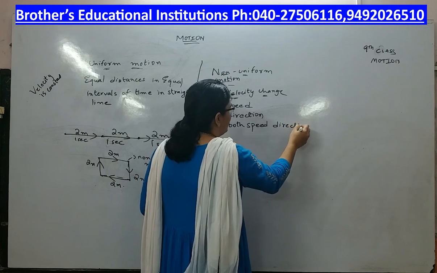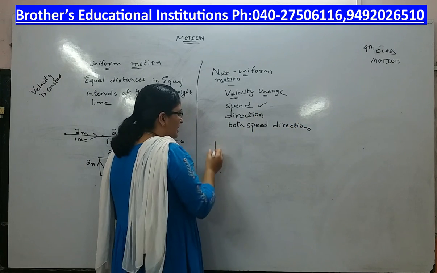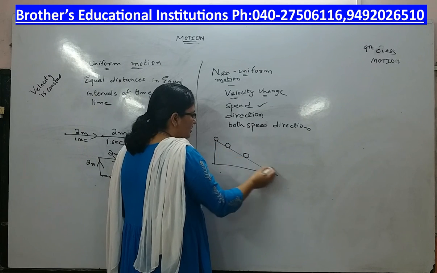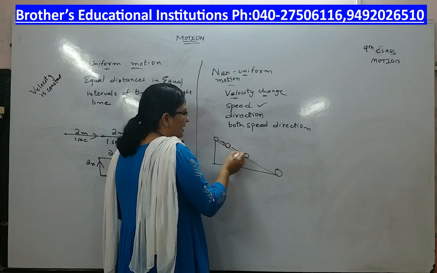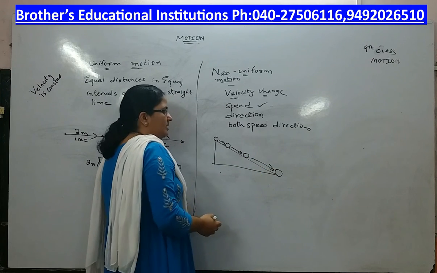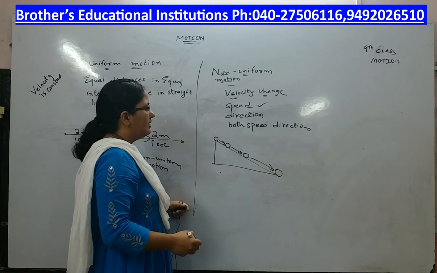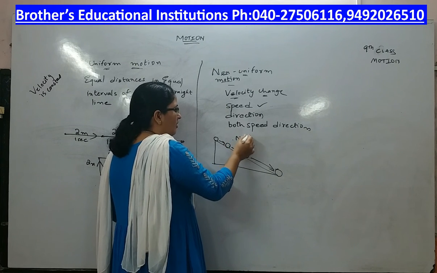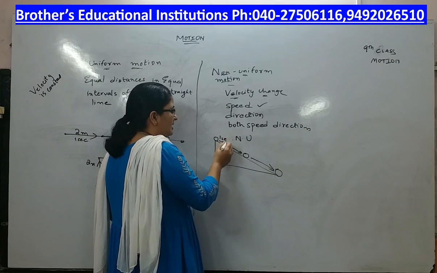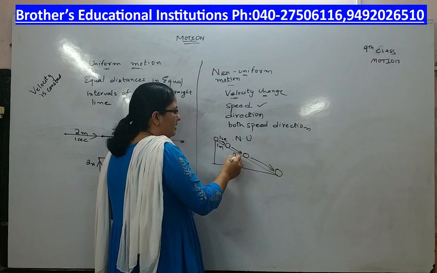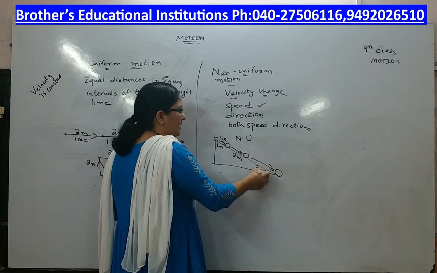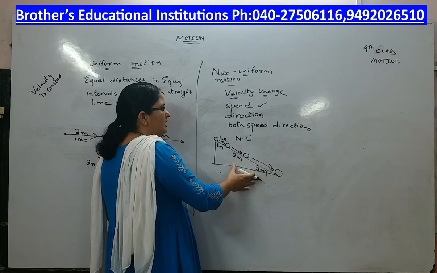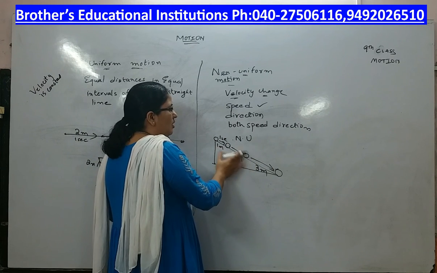Let us discuss an example where speed changes. Imagine that you are rolling a ball on an inclined plane. It will move like this. Every second it will cover a little more distance. Then this kind of motion is non-uniform motion. Here the first second let us say it is covering 1 meter, next second 2 meters, third second 3 meters. So here the direction is the same but the speed is changing, so this is considered non-uniform motion.